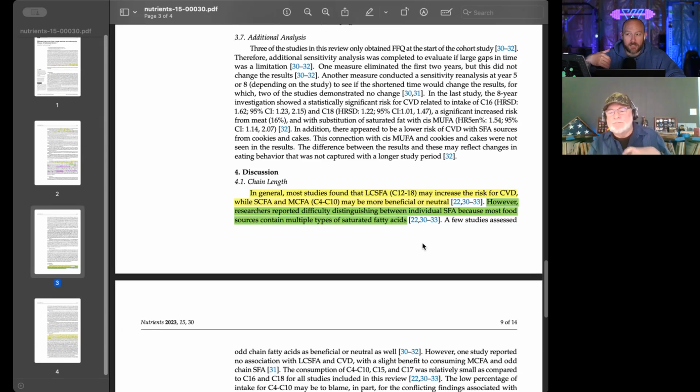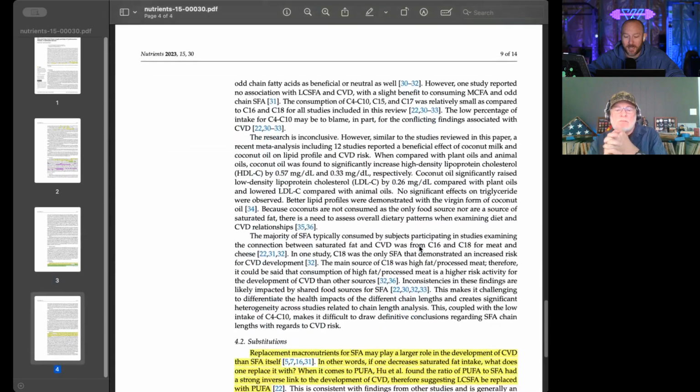Right. Because it's really hard to, right? The average person isn't going to be going around looking for, okay, well, what carbon length of saturated fatty acid is in this versus this, right? So the goal is just to reduce saturated fatty acid intake overall, and the recommendation by the dietary guidelines is to keep it under 10%.